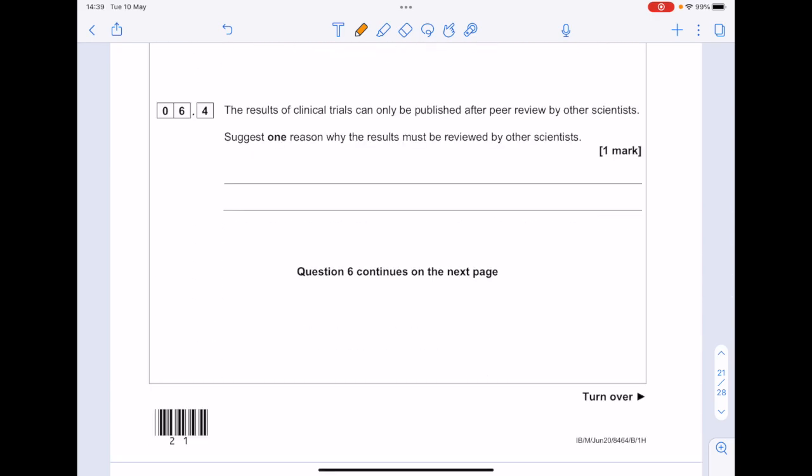The results of clinical trials can only be published after peer review by other scientists. Suggest one reason why the results must be reviewed by other scientists. Well, it's to basically stop false claims of how good your drug is.